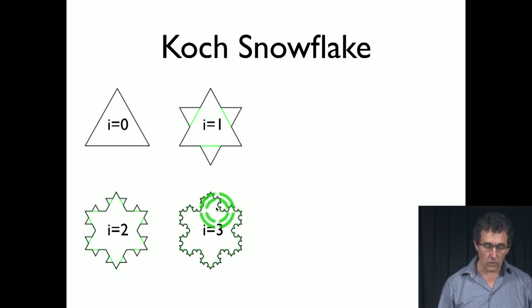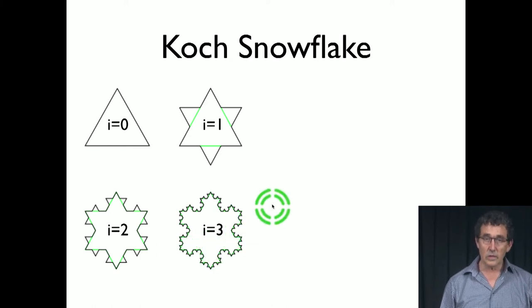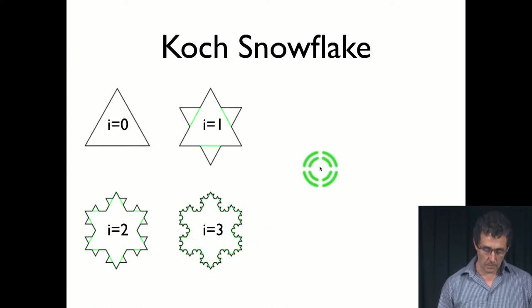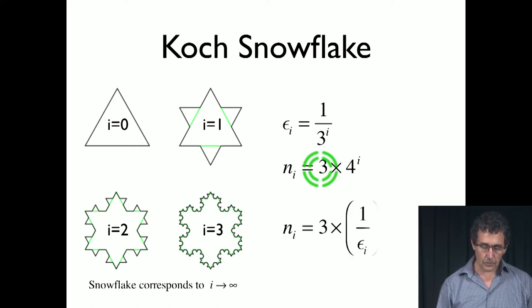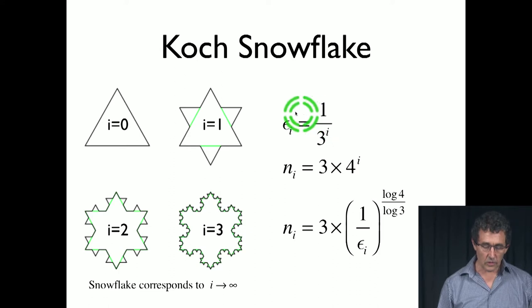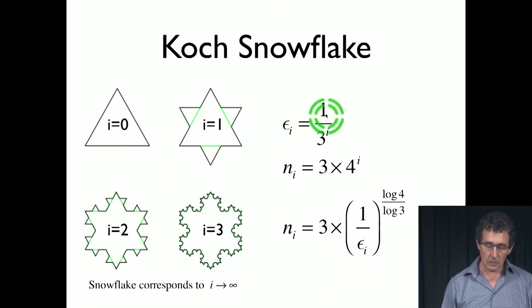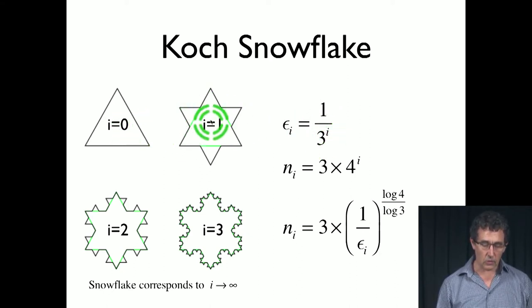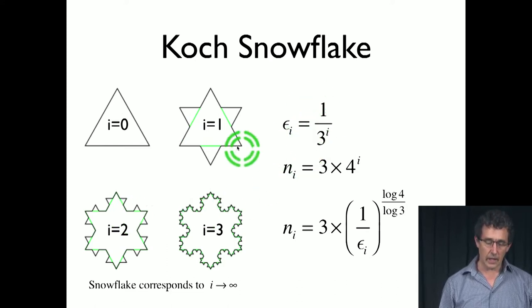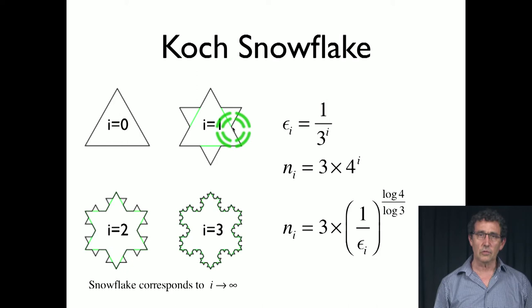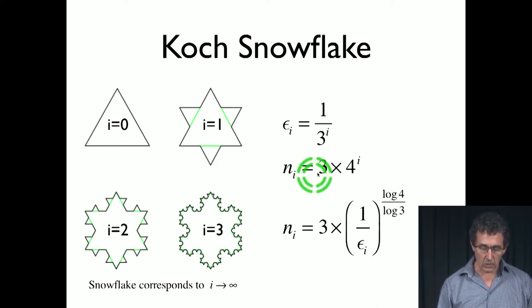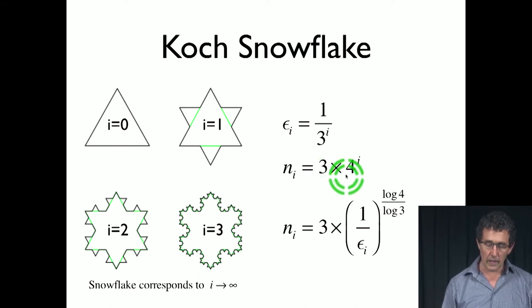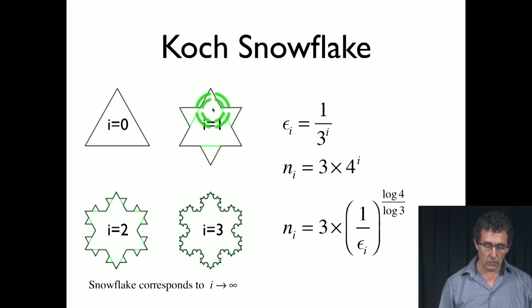And now we have a curve, this curve that is the circumference of the snowflake. And we can ask, what is the dimension of this curve? So it is not hard to convince yourself that if we're looking at epsilon, that is 1 over 3 to the i, right? Every time that we go from i=0 to i=1 to i=2 to i=3, the length of these segments goes down by a factor of 3. But the number of segments goes up by a factor of 4, so it's 3 times 4 to the i, right? Because we had 3 segments, and now we have 1, 2, 3, 4 segments.